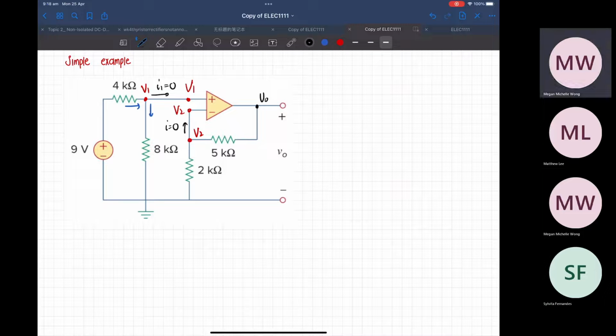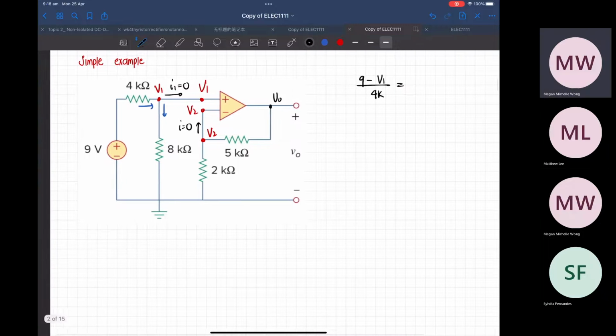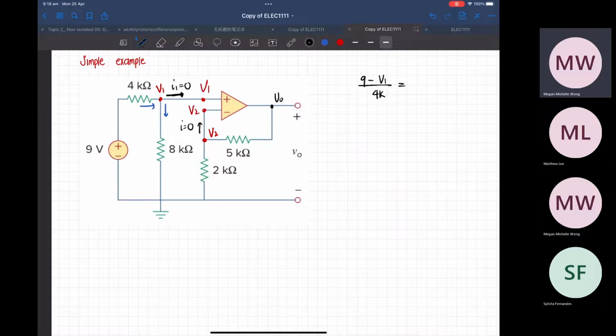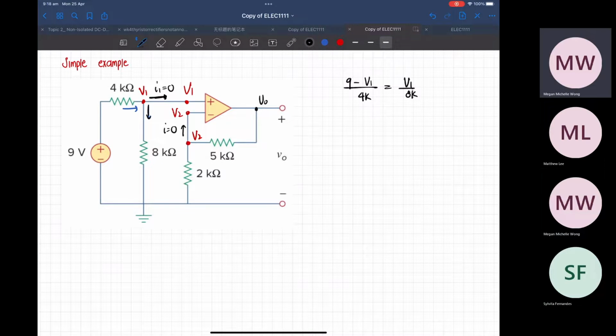Then we get (9 minus V1) over 4K, which is equal to, since there's no current going through this way, the current that goes down, so equal to V1 over 8 kilo ohms. You just work out V1 based on that. Then you get an equation and you get V1.